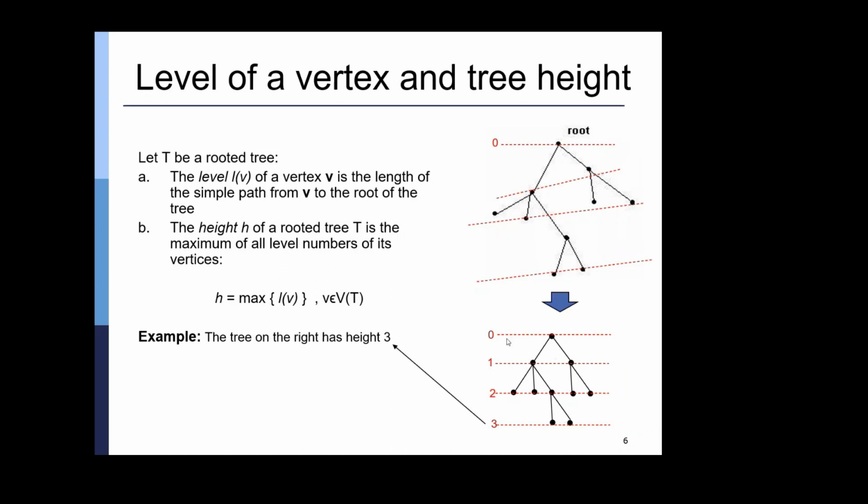So what is the height of this tree? We count the furthest level as the height of the tree. In this case, it's level 3, so the height of this tree is 3. The height of a rooted tree T is the maximum of all level numbers of its vertices, whereby we find the max level of the vertices, where the vertex is an element of all the vertices of that particular tree. That's how we read this.